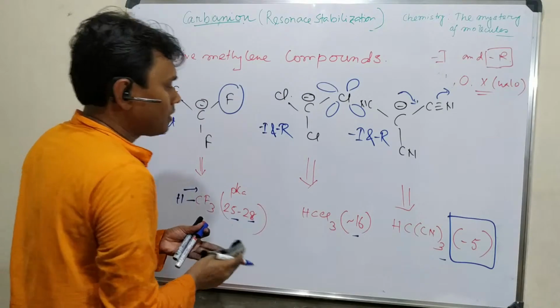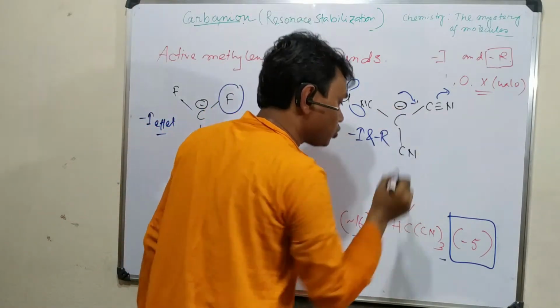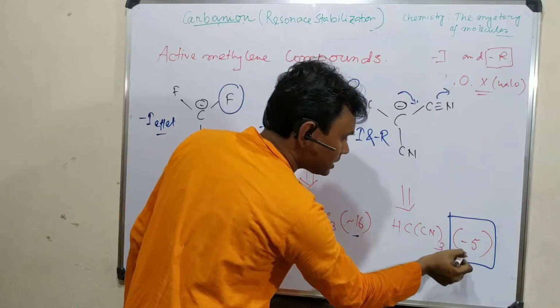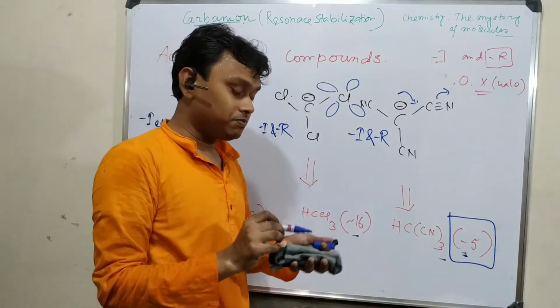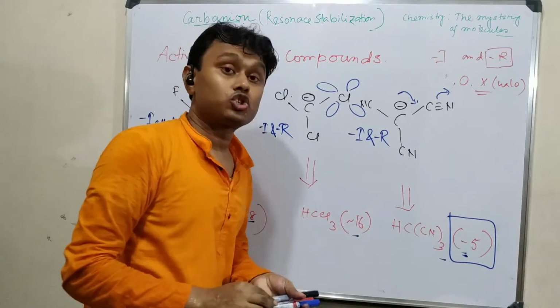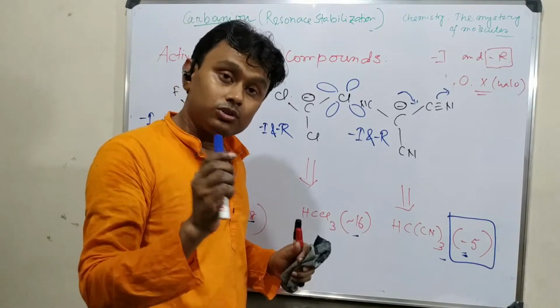This abstracts electron density so efficiently that it produces this anion, and its pKa value is negative, and a negative pKa value indicates a strong acid. Keep it in mind, a negative pKa value is for a strong acid.